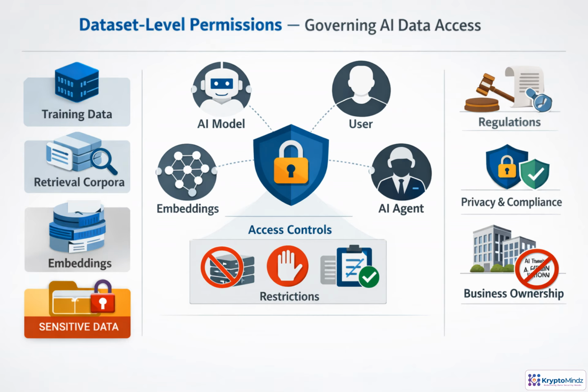Dataset-level permissions make data access a governance decision, not just a technical setting. Every dataset should be classified by sensitivity, source, legal constraints, and allowed AI use. This applies to training sets, evaluation data, retrieval corpora, and embeddings, because each can expose restricted knowledge. The aim is simple. Models, agents, and users only touch data they are entitled to use, and restricted data does not quietly flow into training, fine-tuning, or retrieval.